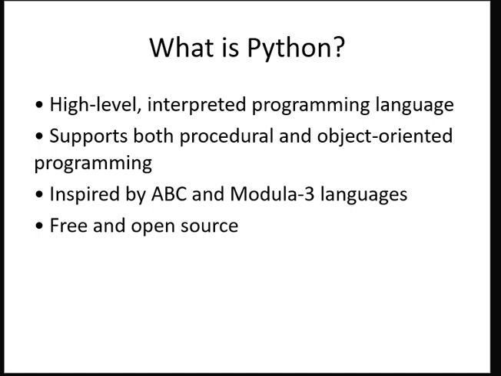When we talk about what exactly Python is, it is a high-level programming language that uses an interpreter to translate the source code into object code. It supports both procedural and object-oriented programming. It means the complete coding is divided into small modules called procedures, and the procedures act as objects, meaning they have all the features of OOPS programming languages, like inheritance, abstraction, polymorphism, function overloading. It is inspired by ABC, the advanced version of the BASIC programming language, and Modula-3 languages. It is free and open source.